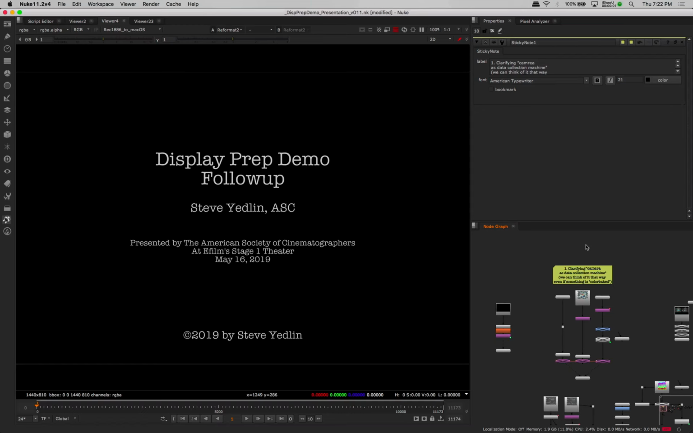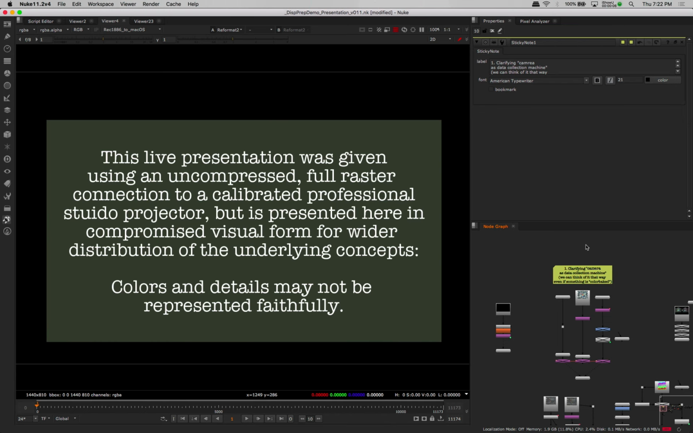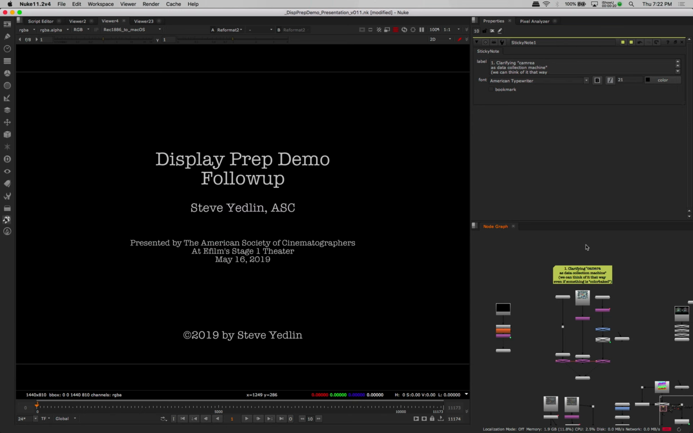Okay, so welcome to the follow-up to the display prep demo. Before we start, I do want to clarify and say again that I think the display prep demo has sometimes been unwittingly called into the so-called film versus digital debate, which to me is not really what this is about. It's about something bigger than that.